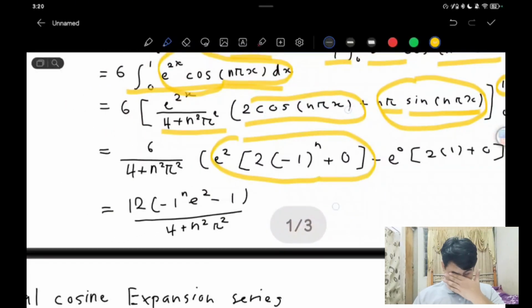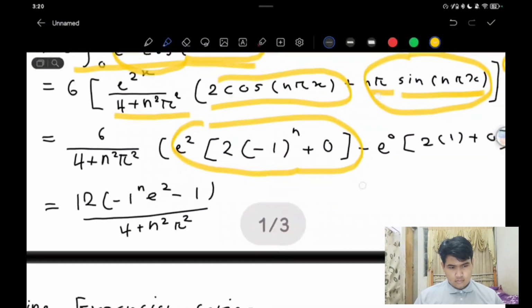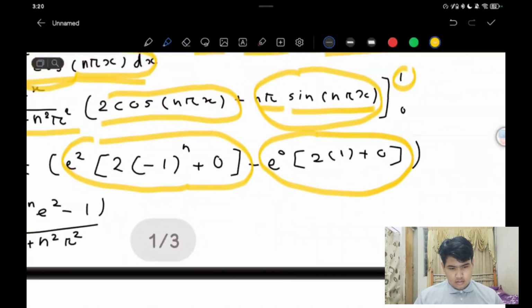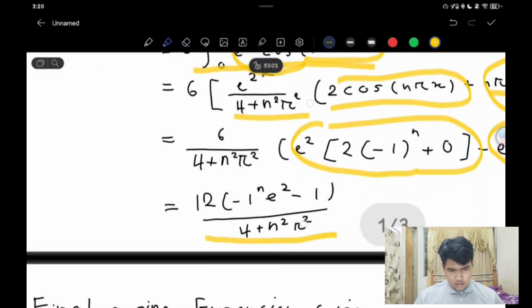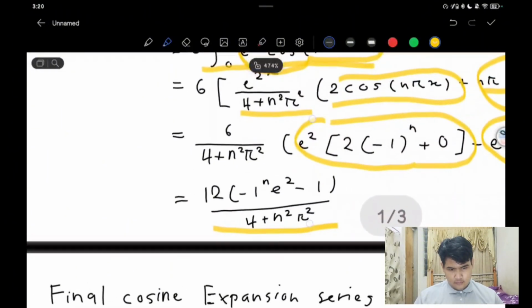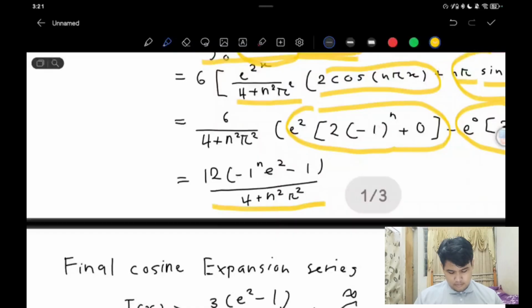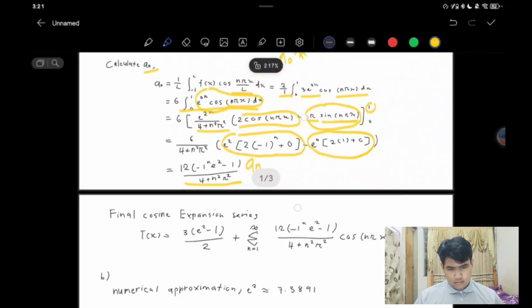And after that, we substitute the 1 and 0 in this, and we will get e to the power of 2 multiplied by (2 times negative 1 to the power n plus 0) and e to the power of 0 multiplied by (2 plus 0). And the answer is 12 multiplied by (negative 1 to the power of n times e to the power of 2 minus 1) divided by (4 plus n squared pi squared). So this is the answer for a_n.